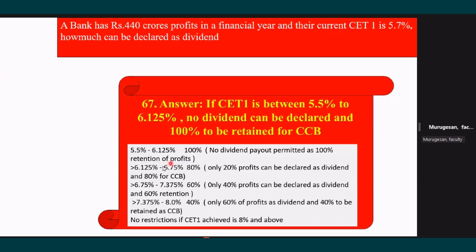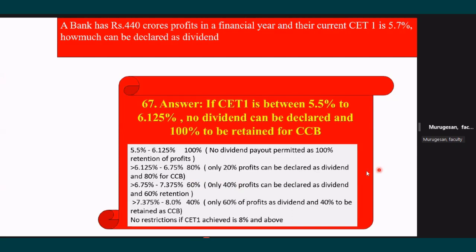You retain it as capital. Next stage, slightly it has improved. Now 80% you retain as capital, 20% you give as dividend. Okay, next level, 60% you achieved. It is in between 6.75 and 7.375. So if you achieved 100 crore profit, 60 crore only you retain. The remaining 40 crore you can give as dividend. That's a liberty. It's not a must.